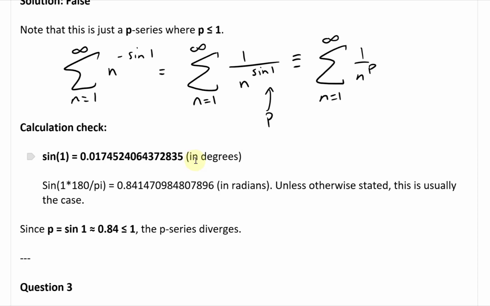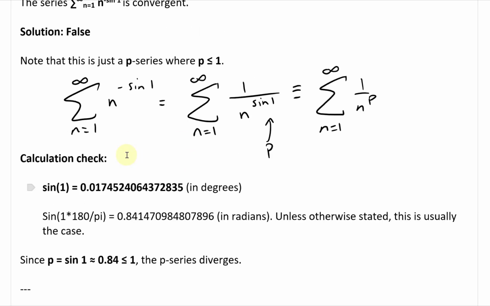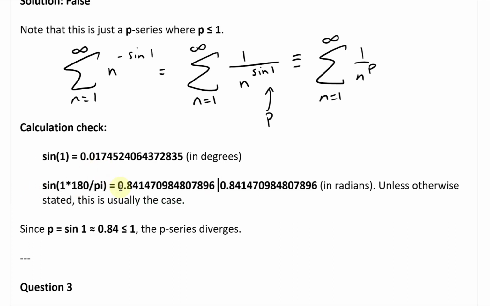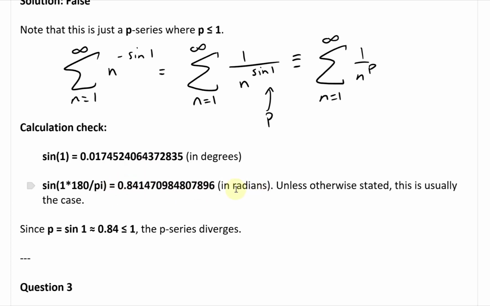So that's in degrees, but unless it's mentioned, it's almost always talking about radians. So you have to convert that into radians. So 1 degree times 180 degrees per pi radian. So divide by pi like that, and you're going to get this answer right here. If I press space, it equals 0.8414, etc. So that is our answer. So this is in radians, unless otherwise stated, which is usually the case.